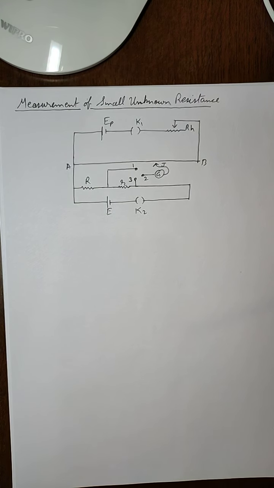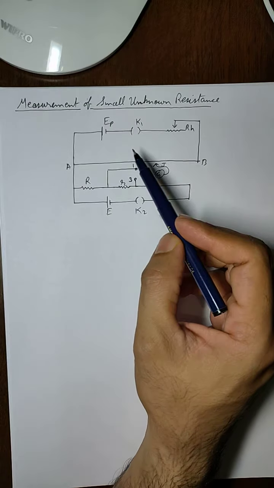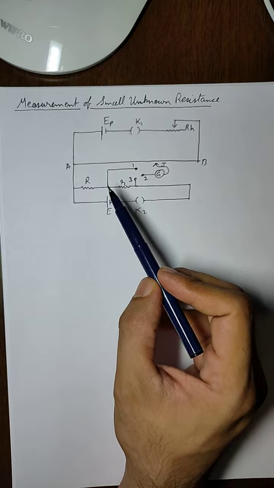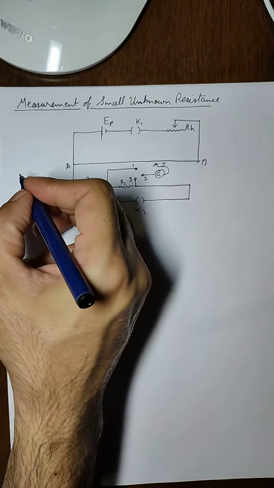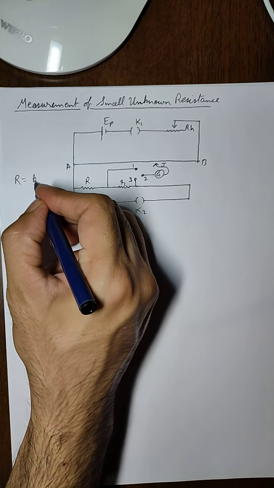Let us study about another application of potentiometer for the measurement of small unknown resistance. Now this particular circuit is used. The primary circuit is still the same. In the secondary circuit, we have connected a few resistances like this. In this circuit, R, this particular resistance, is known to us.